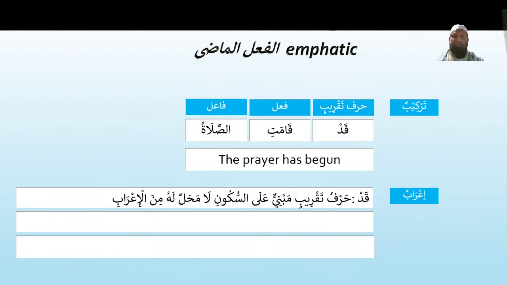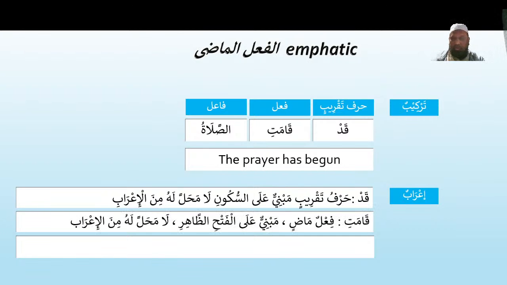The Arab: قد حرف تقريب. When the context is telling us it is قد for تقريب, we say حرف تقريب. Otherwise, just go for حرف تحقيق. Doesn't matter. مبني على السكون لا محل له من الإعراب. Right. قامت فعل ماض مبني على السكون لا محل له من الإعراب.